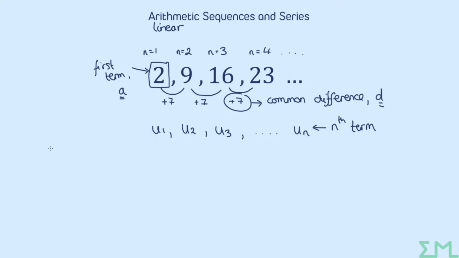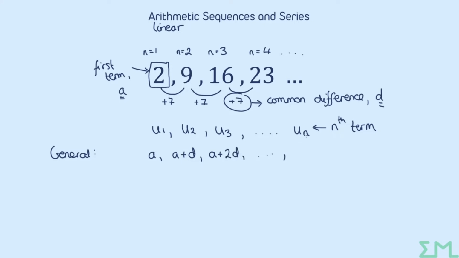If we write out our general sequence, we are going to start with a. We know that we're then adding d, our common difference, so our second term would be a plus d. The third term, we're adding yet another lot of d on, so that's a plus d plus d, which would be a plus 2d. And we can carry on in this way.